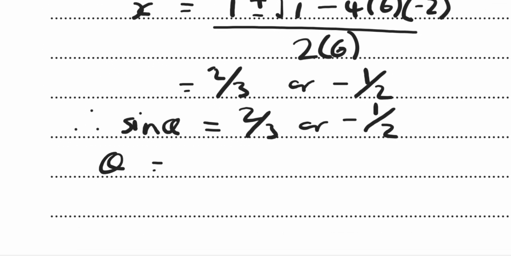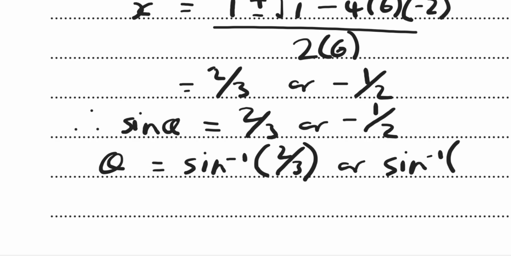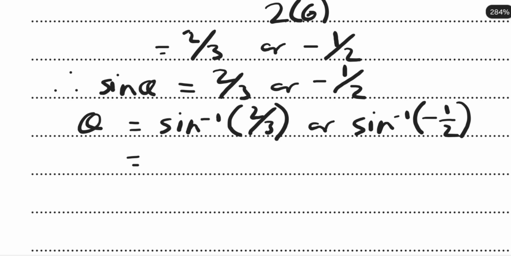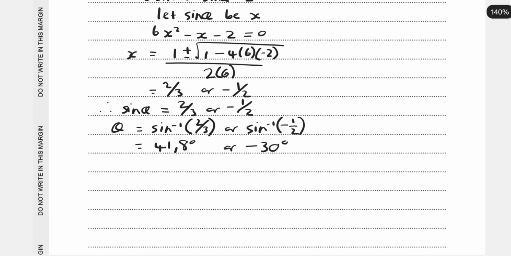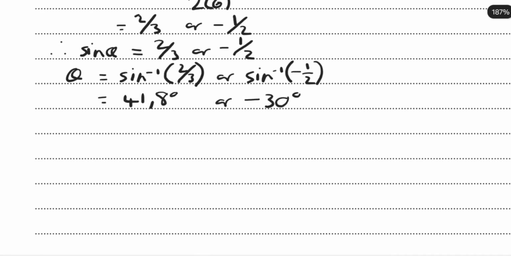And for us to get theta, it's the sine inverse of 2/3 or the sine inverse of minus half. And if we punch this in our calculator, sine inverse 2/3, we get 41.8 degrees, and for sine inverse minus half we get minus 30 degrees. But we're not done yet. We need to consider the graph.